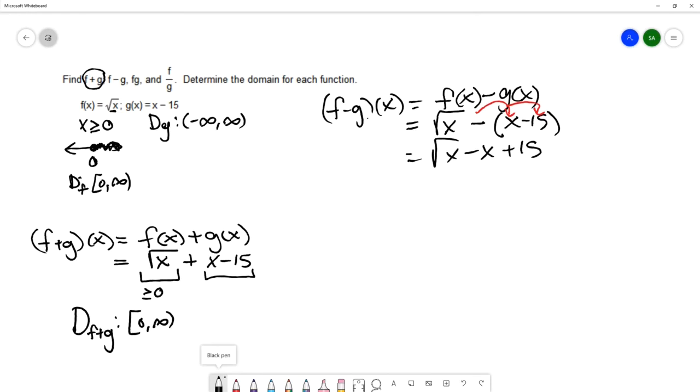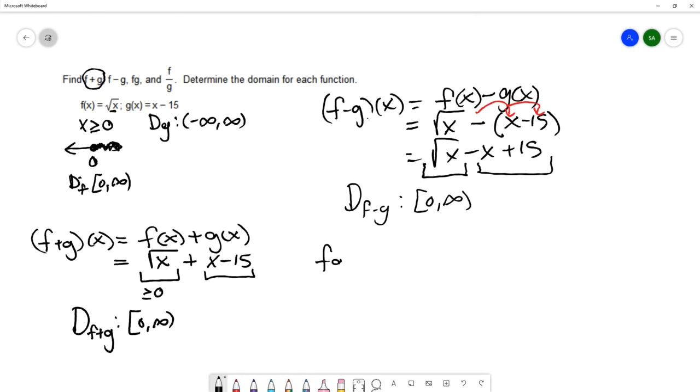And we want to find the domain of this function. And once again, this piece is restricted, this piece is not. But because one piece of it's restricted, we need to use that restriction for the new function. So the domain of f minus g is from 0 to infinity because of that restricted square root.